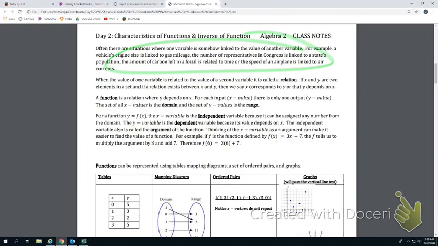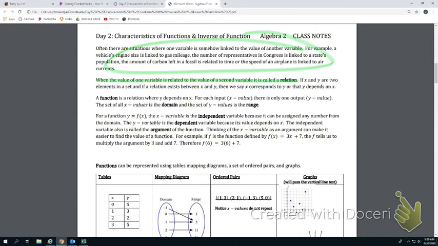Going to this second paragraph right here. When the value of one variable is related to the value of a second variable, it is called a relation. Okay, however, whether you're underlining, highlighting, I would point that out. That graph can look like anything. You could draw a picture of a dog on a graph, and technically it's a relation. Okay, any picture or any dots or whatever on a graph is a relation.